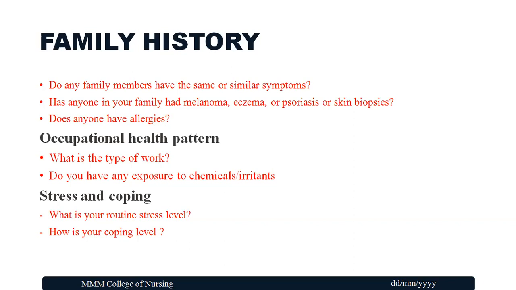Occupational health pattern. What type of work is the person exposed to? You have to assess the exposure to chemicals or any irritants. Stress and coping pattern. How is your stress level, or how do you cope when you are stressed too much at the workplace? So these are the main histories you need to collect.